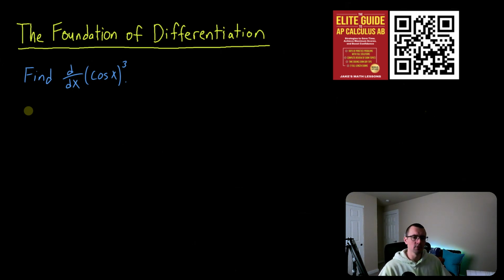Today we're going to continue our discussion about the foundations of differentiation. We're going to be diving now into how to find the derivative of a composite function, or in other words, we're going to be talking about the chain rule.